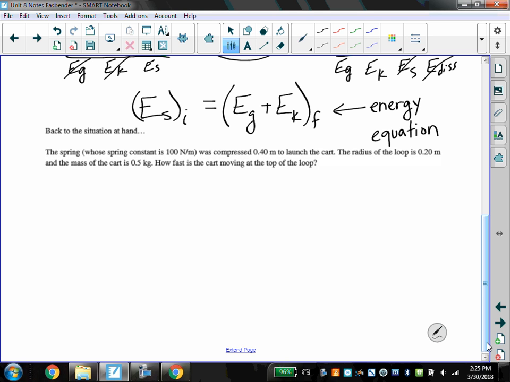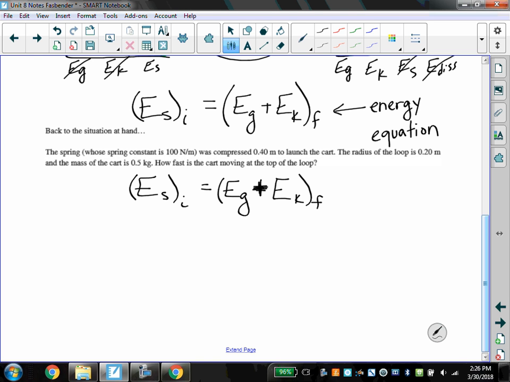So let's go back to the situation. The spring, whose spring constant is 100 newtons per meter, was compressed 0.4 meters to launch the cart. The radius of the loop is 0.2 meters, and the mass of the cart is 0.5 kilograms. How fast is the cart moving at the top of the loop? So since we've already drawn the LOL diagram and written the energy equation, we'll just start with that energy equation. Spring energy at the beginning has to equal gravitational plus kinetic energy at the end.